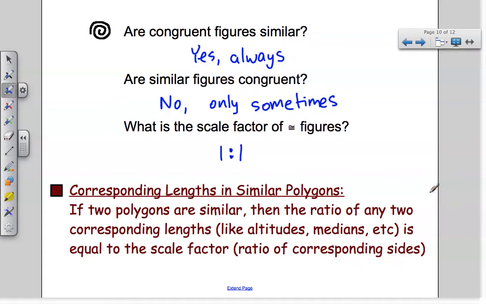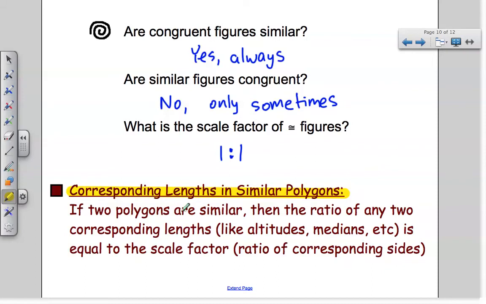And then one more note here. Perimeters were the same ratio as the scale factor, but so are any corresponding lengths. If you look at medians, if you look at altitudes, those corresponding lengths are going to be the same as the ratio of the scale factor.